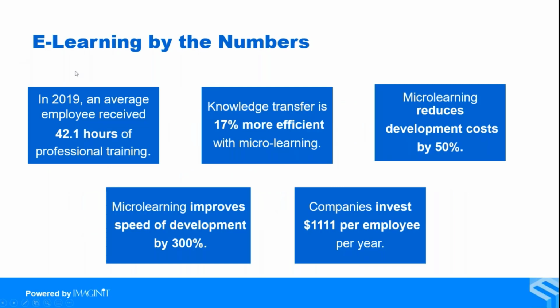So we see that an average employee receives 42 hours of training, but there's something called microlearning. And what is microlearning? Well, we know it's 17% more efficient. We know it reduced development cost by 50% and improves speed of development by 300%. But what is it? Microlearning is defined as 3, 4, 5 minutes, or even 1 minute of training chunks that you learn at a time.